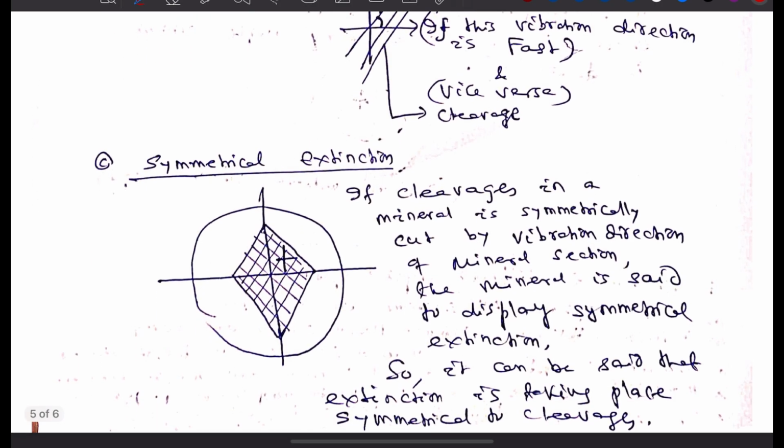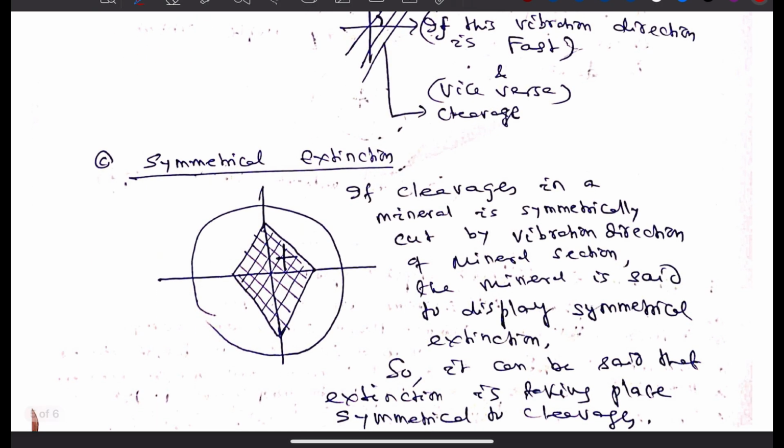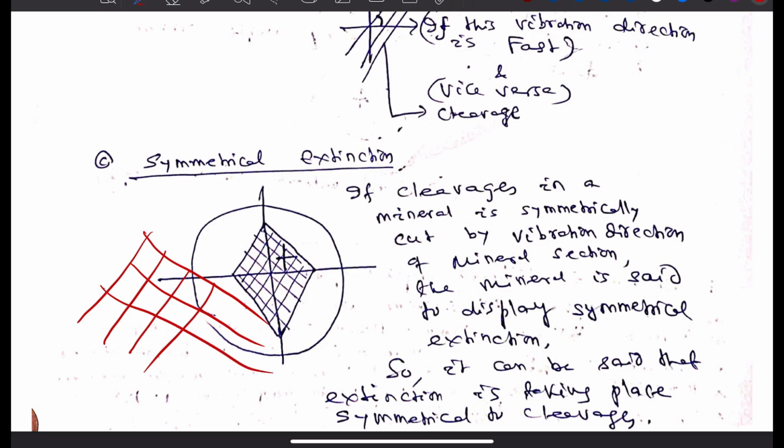Then symmetrical extinction. Here, a mineral must show cleavages or straight boundaries. Let us say these cleavages are like this. And the vibration direction is found to bisect this angle, the cleavage angle. This is the vibration direction. Or we can say the mineral is becoming extinct symmetrical to cleavages. These are the cleavages, and this is the vibration direction.